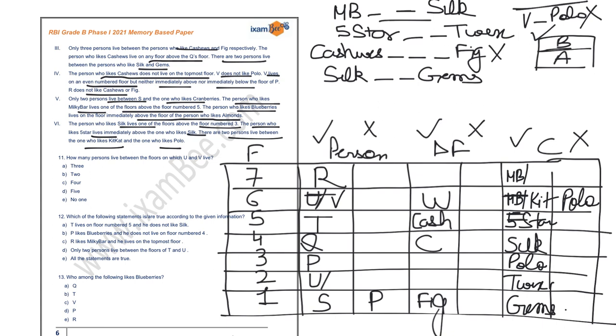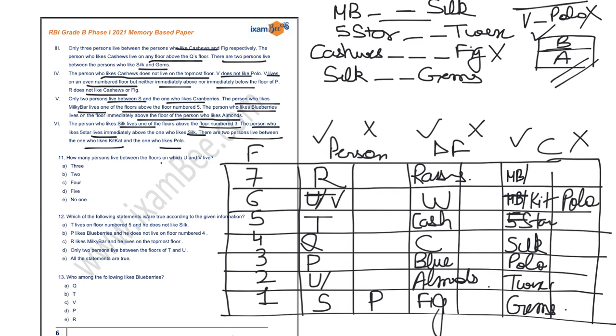Also, using this particular logic, that blueberries lives on the floor immediately above the person who likes almonds, the only possibility to place them is blueberry over here and almonds over here, right? And the only left out option is raisin. Now the table is complete, you can answer any questions now.